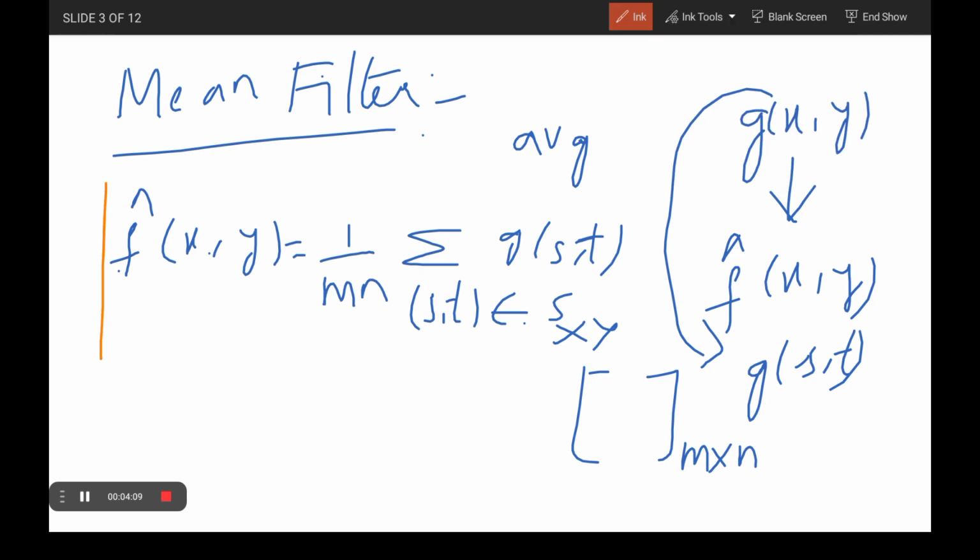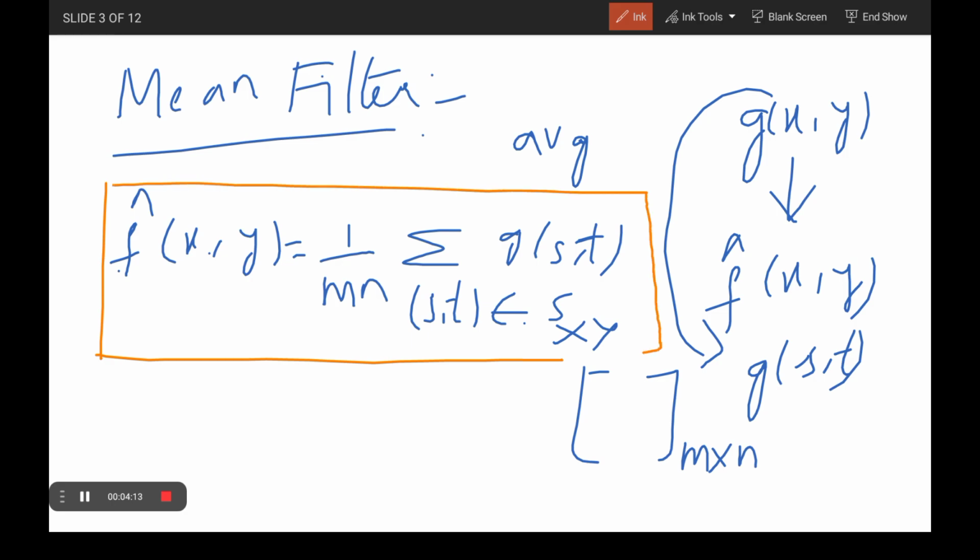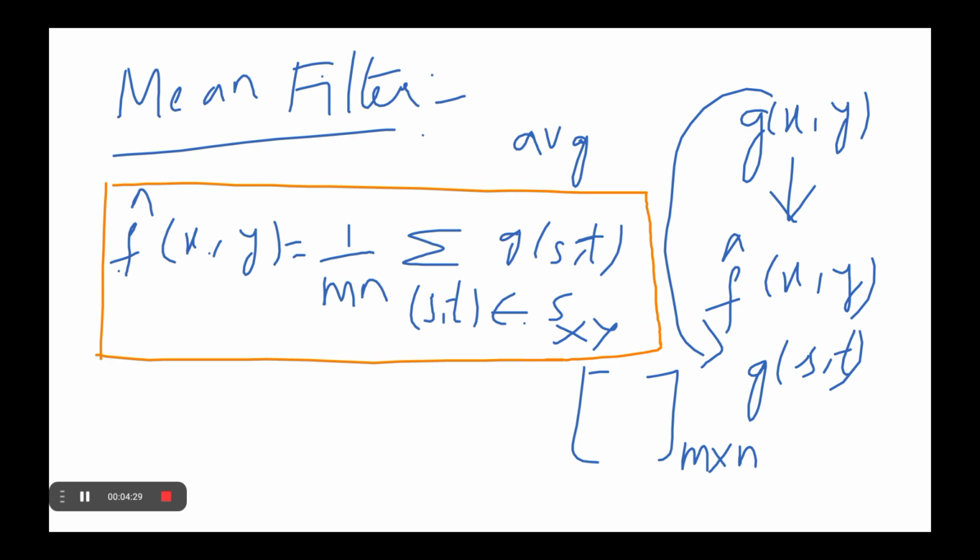So what we get, f dash of x comma y, is the average of the pixel values. That is the basic meaning of the mean filter. Each value of f cap of x comma y is replaced with 1 by mn times the sum over s comma t belonging to S of x comma y, which is a small neighborhood. S of x comma y represents a set of coordinates in a rectangular sub image window of size m by n. That means we are taking a small rectangular part of the image.